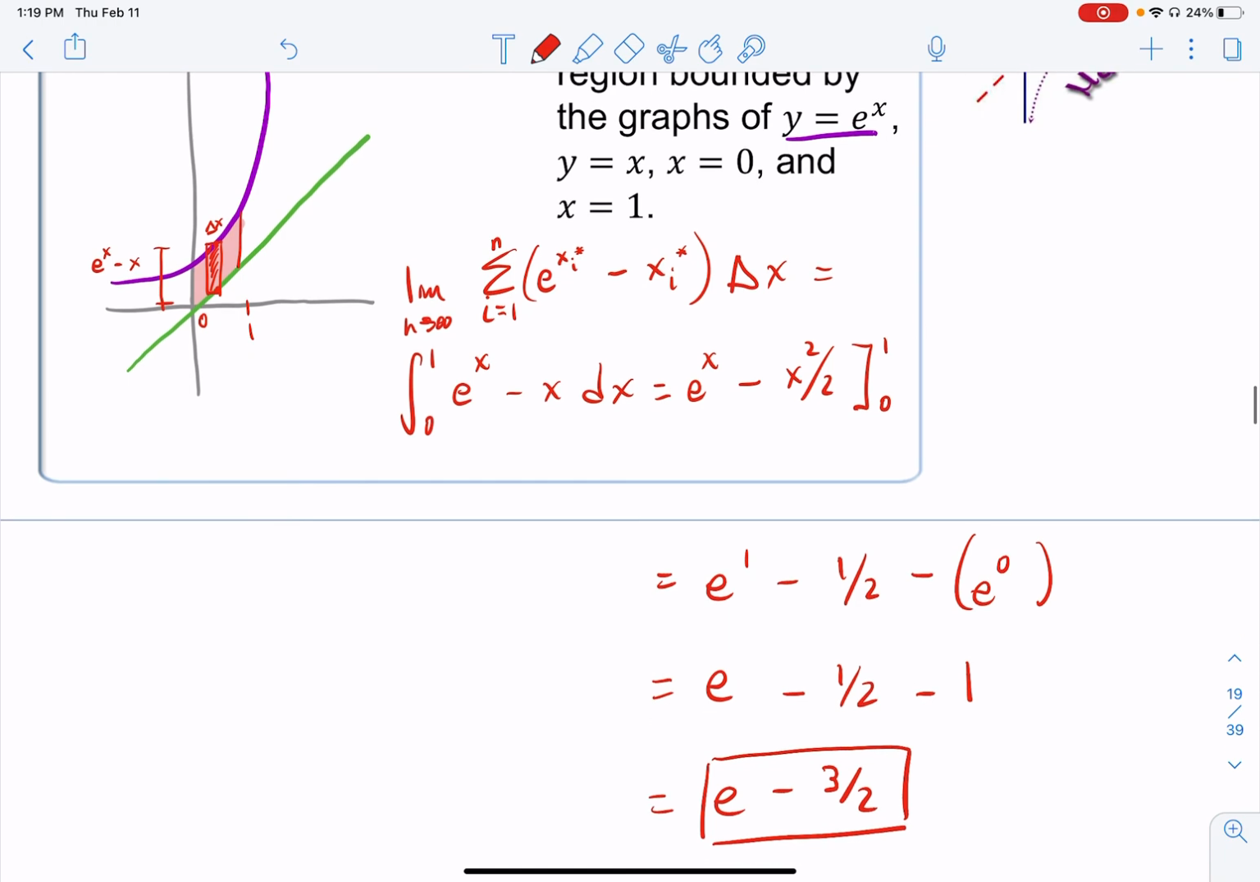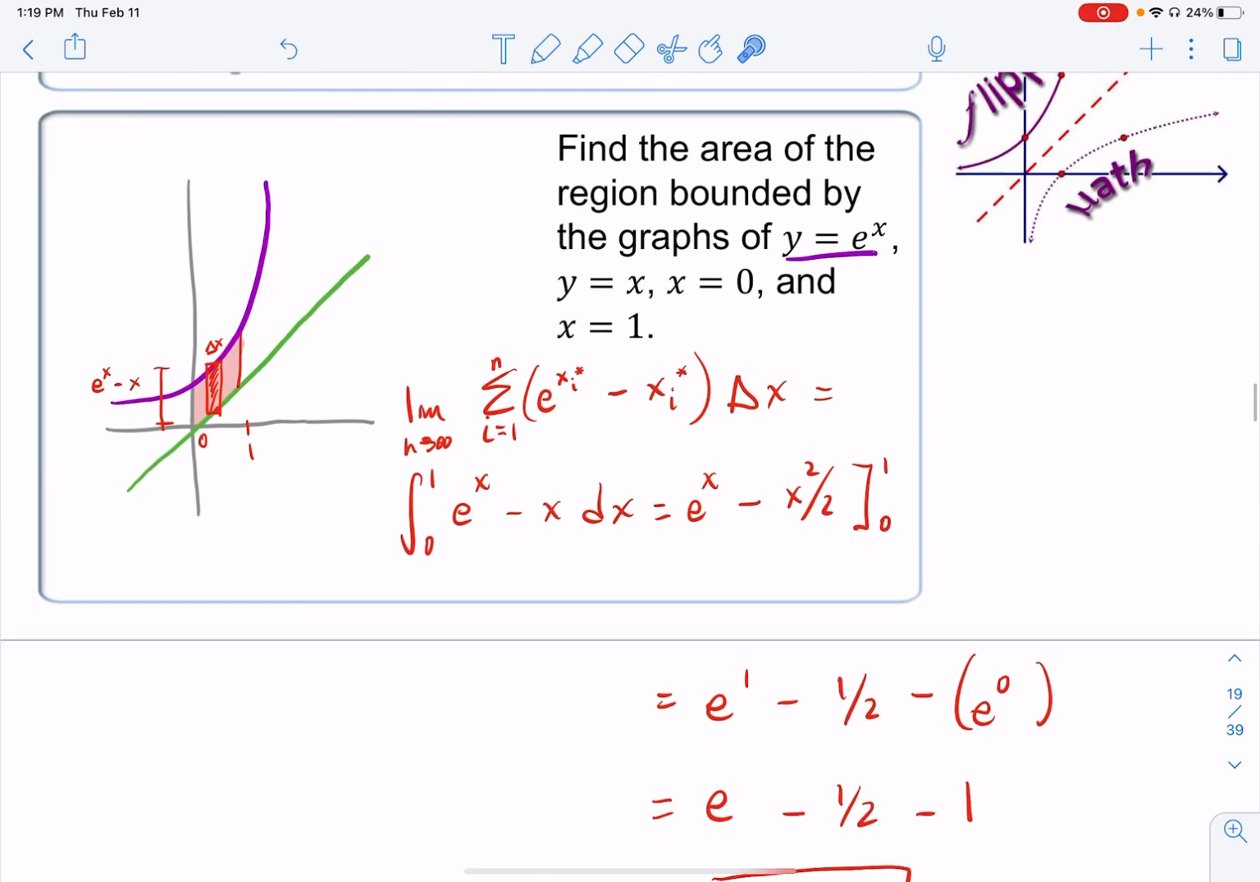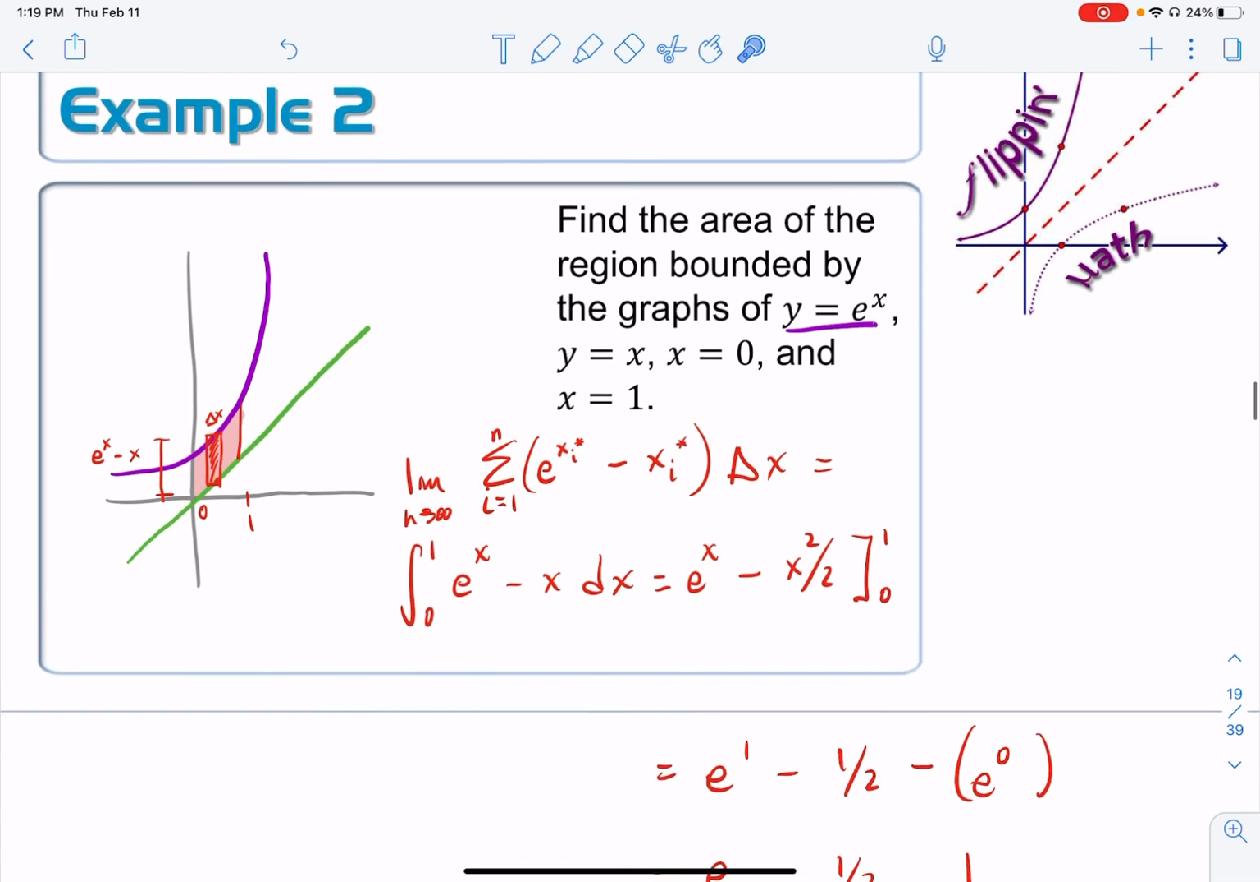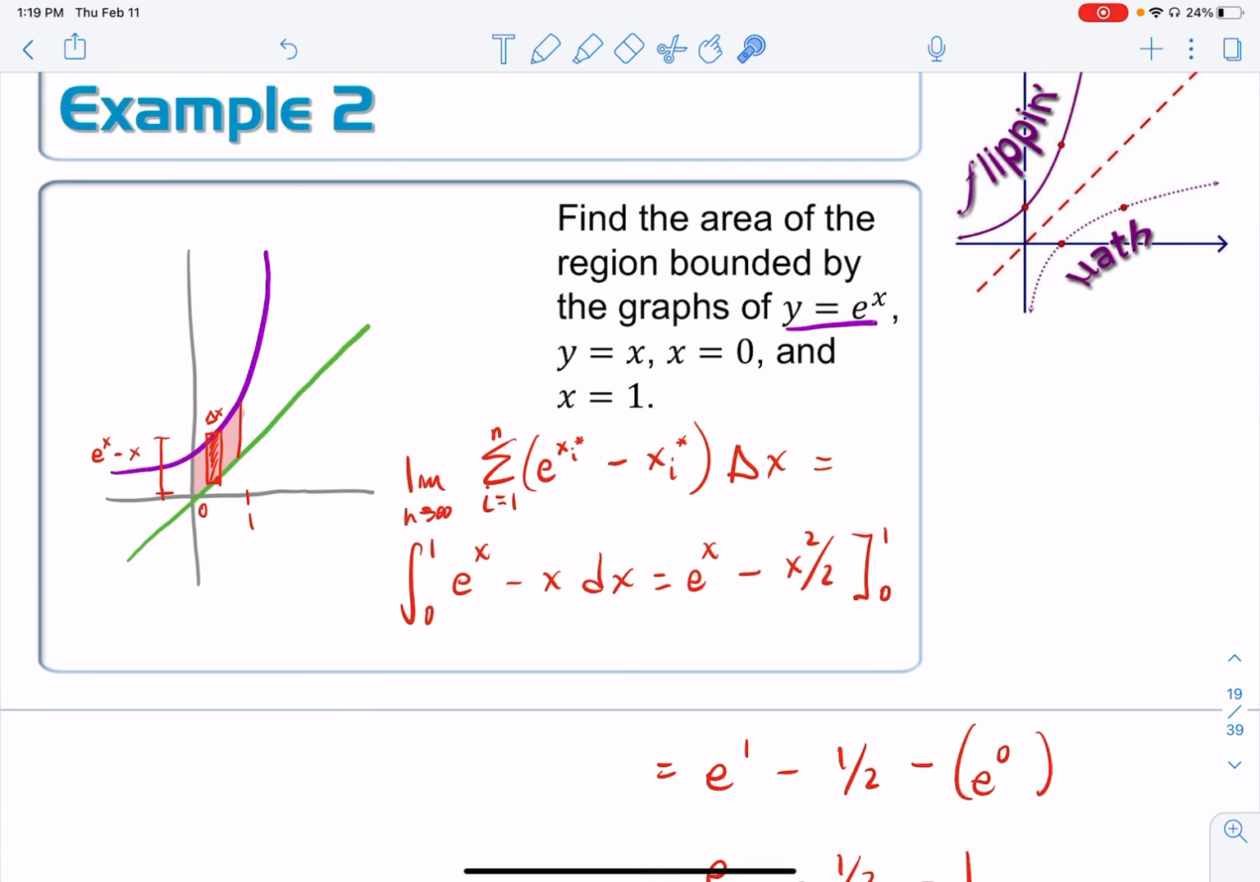There we have the area bounded by this exponential graph, e to the x, and this line y equals x. Hey, as a matter of fact, I didn't even have to draw a thing because it's right here. It's been here all along.